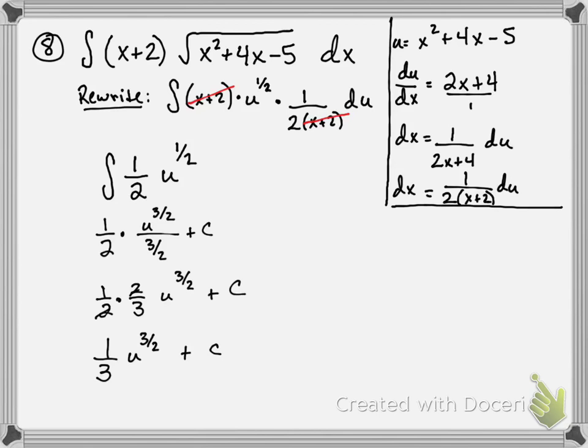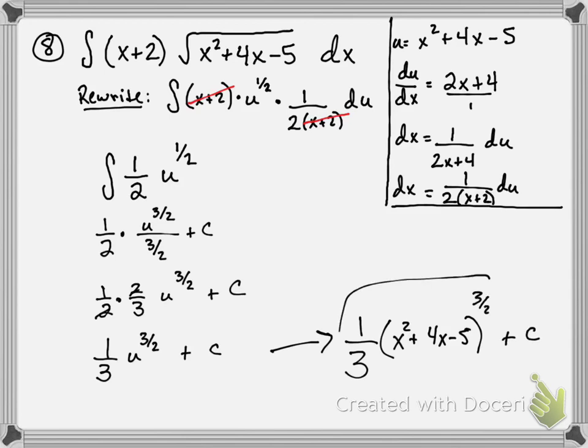Okay, so I'm going to finally substitute back in for u. So I got 1 over 3. What's my u? x squared plus 4x minus 5. We said that's to the 3/2 power, plus c. That would be your antiderivative right there.